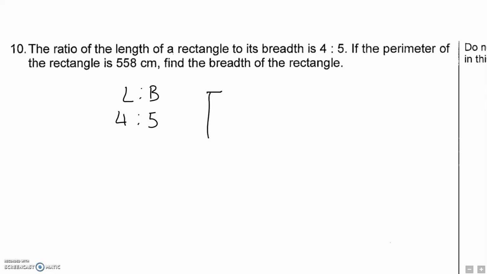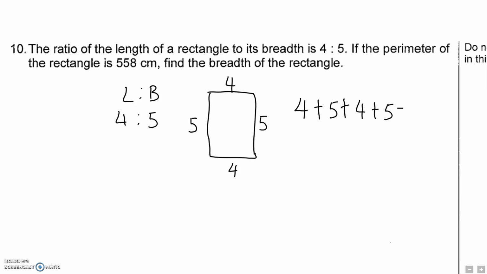So what we're going to do is we're going to draw that rectangle out. The length, 4, is facing us. The 5 is the breadth, 4, and 5 is the breadth as well. Perimeter of the rectangle is 558. Now the perimeter, remember, is made out of the whole entire rectangle. So let's find out the total number of units. 4 plus 5 plus 4 plus 5 gives you a total of 18 units.